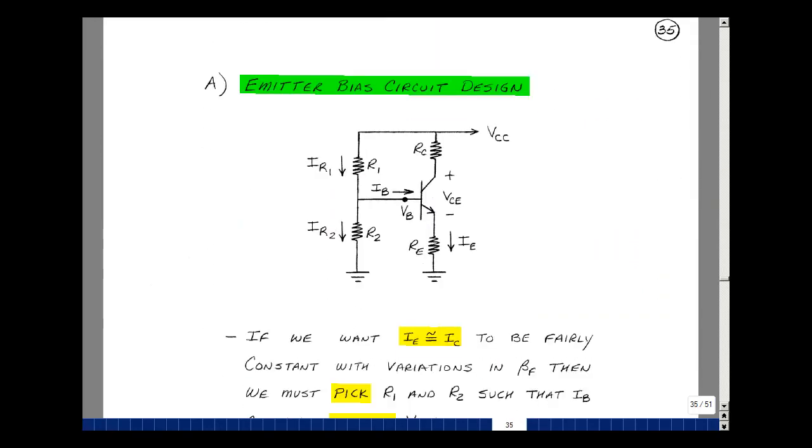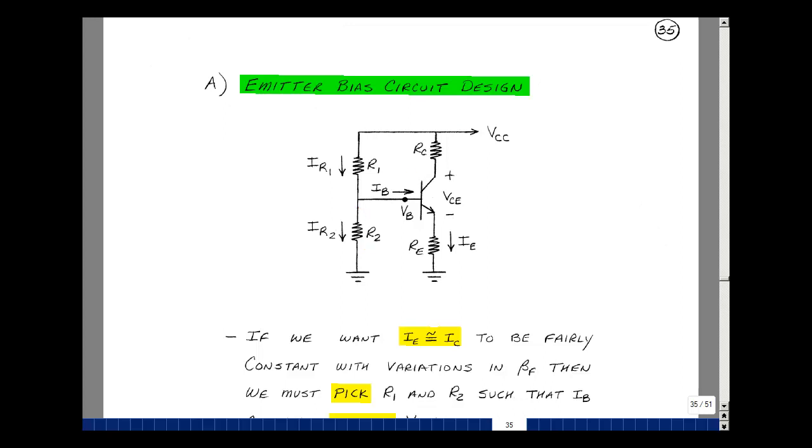Let's develop a design procedure for picking the resistors R1, R2, RC, and R sub E. If you want the current in the collector to be fairly constant with variations in beta F, which is roughly equal to the emitter current, I need to pick the resistors R1 and R2 such that this voltage here, V sub B, doesn't vary much with beta F. One way to do that is to pick the current in this resistor to be much, much greater than I sub B. So what's the largest value that could ever appear here? Well, we could calculate that and make that resistor current here 10 or 20 times bigger. If I do that, then this current is roughly the same as this current, and I just get a voltage divider of R2 over R1 plus R2 times V sub CC.